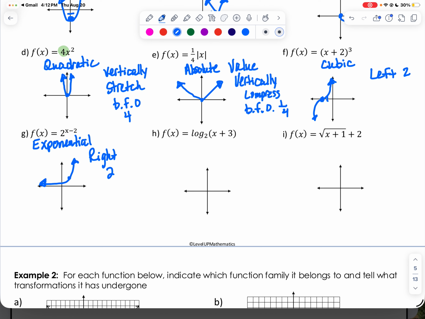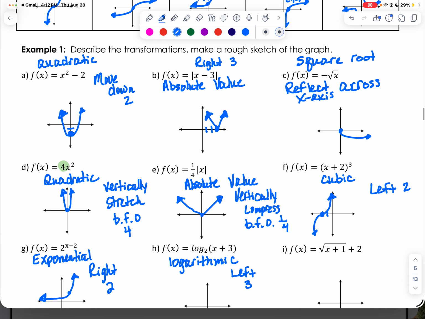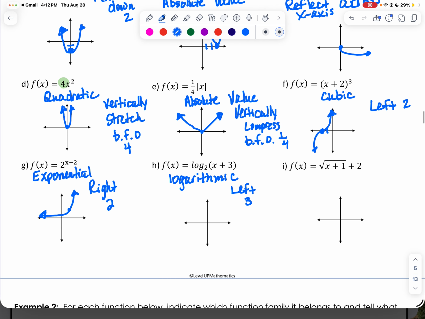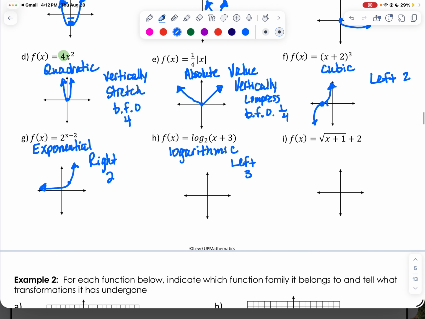All right. Log base 2 of x plus 3. So this is logarithmic. And because that plus 3 is grouped with the x, we'll do the opposite. So left 3. Now let's look at the basic shape of our logarithmic function. It's going through 1, 0. So instead of going through 1, 0, we want to move to the left 3. So 1, 2, 3. So here would be kind of like this.